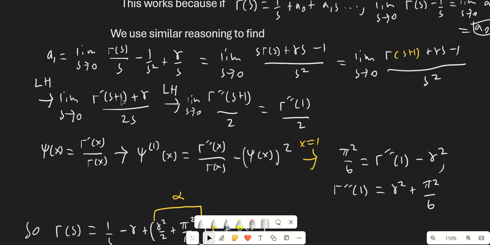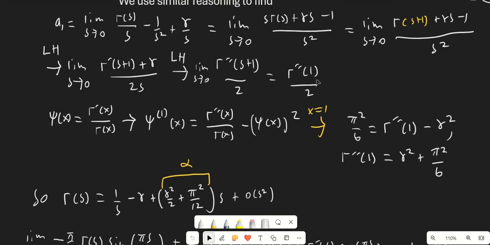We differentiate using L'Hospital's rule, and we actually have to do that again, and we get that we have the limit as s goes to 0 of gamma double prime of s plus 1 over 2, which is equal to gamma double prime of 1 over 2. And so now we need to calculate gamma double prime of 1. So the way I'm going to do this is I'm going to write that digamma of x equals gamma prime of x over gamma of x.